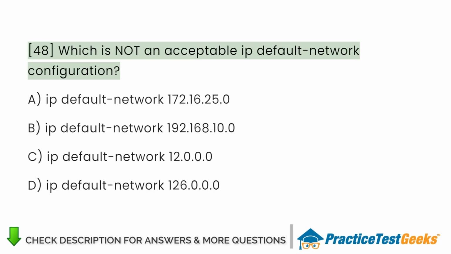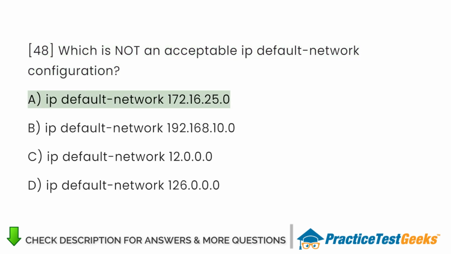Which is not an acceptable IP default network configuration? A. IP default network 172.16.25.0. B. IP default network 192.168.10.0. C. IP default network 12.0.0.0. D. IP default network 126.0.0.0.